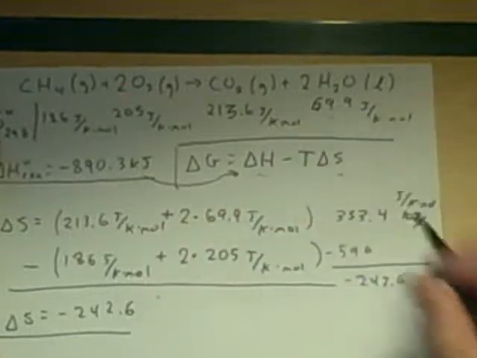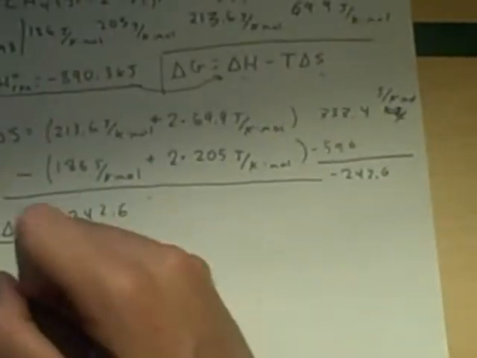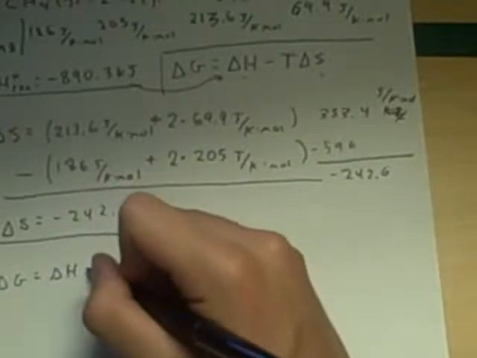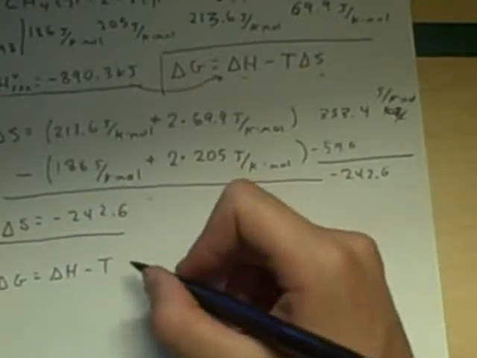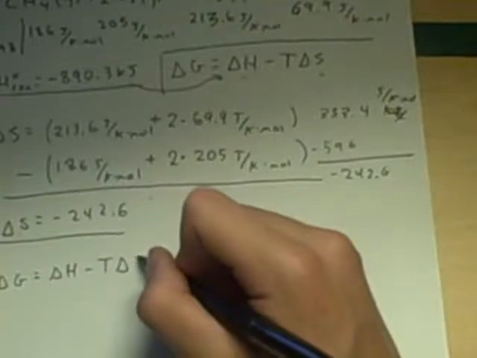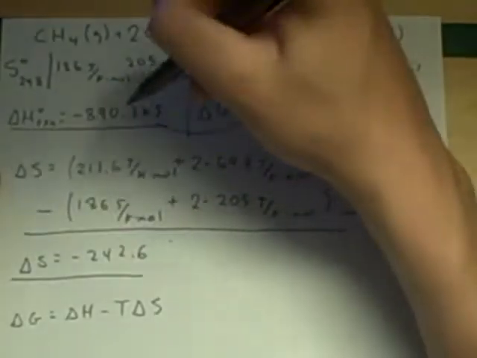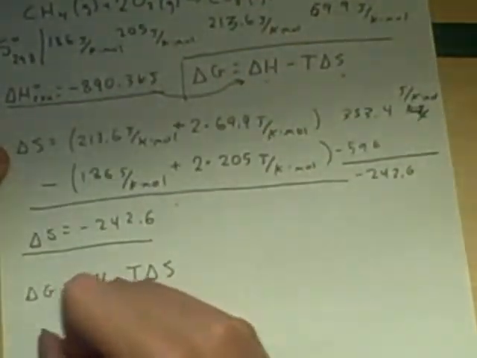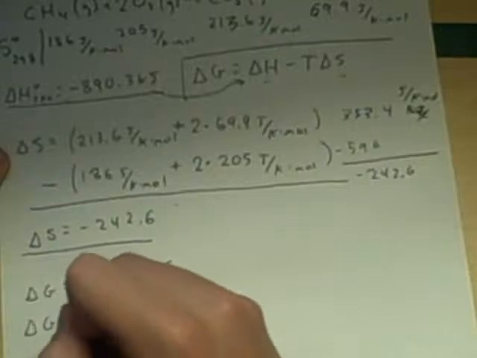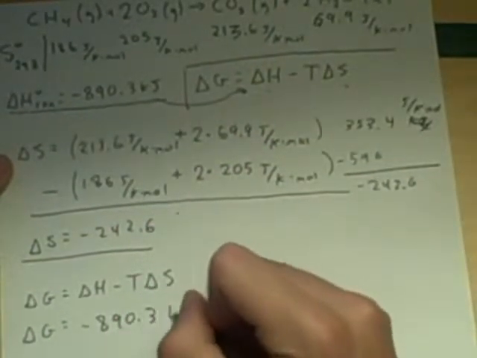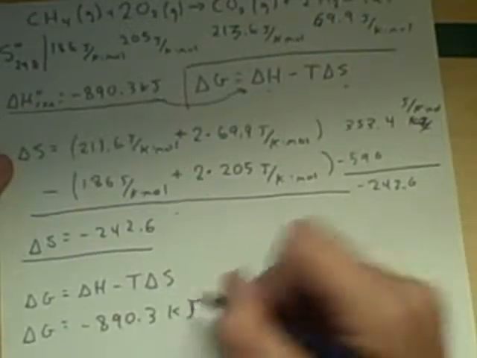So let's write out this equation. The change in G equals the change in enthalpy minus temperature at which the reaction is occurring, multiplied by change in entropy, which we just found. Let's put in our values. I'm going to take this value and put it down here. So change in G equals negative 890.3 kilojoules. Now this is where units become important.